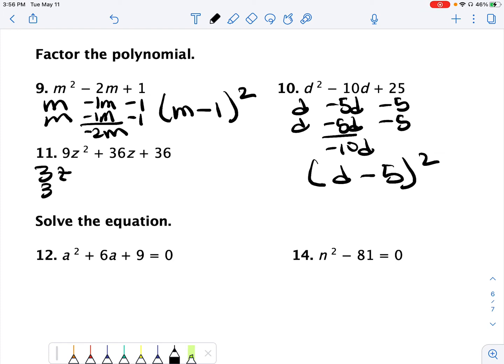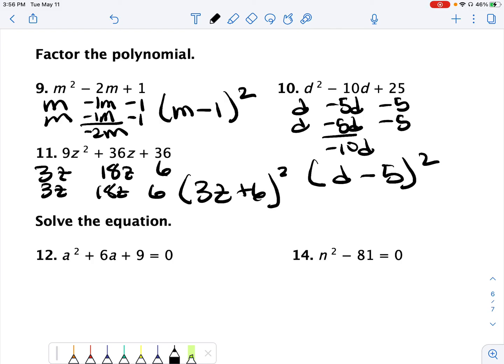Number 11, it's good if you can recognize it. It's 3z and 3z, 6 and 6, multiply, oh look at the signs, it's plus. Multiply them together, 18z times 2 makes 36z. So this is going to be 3z plus 6 quantity squared. You've got to make sure you put your quantity squared.